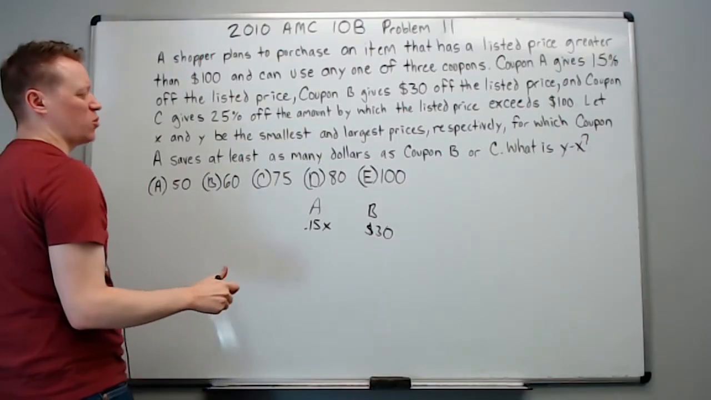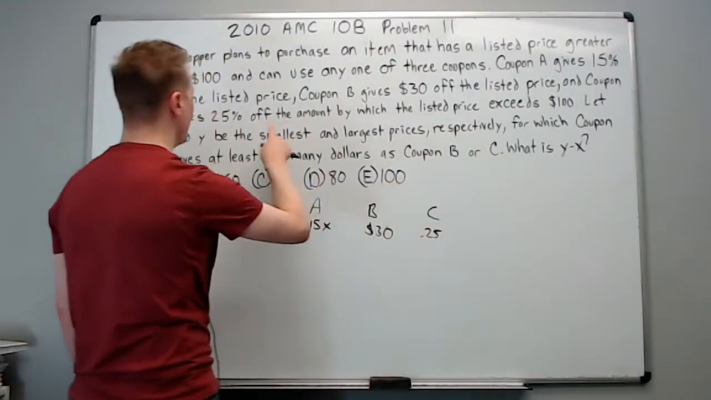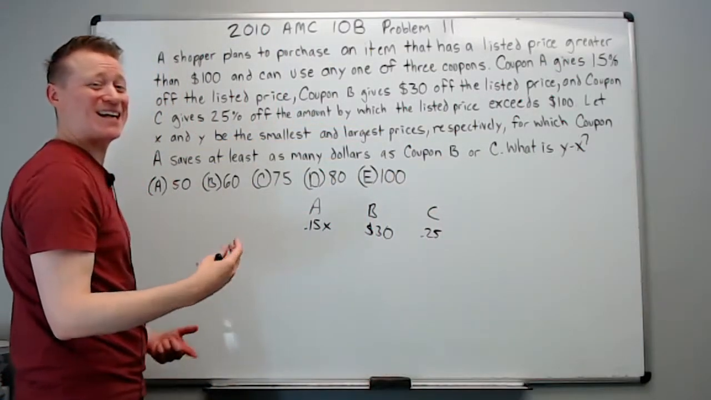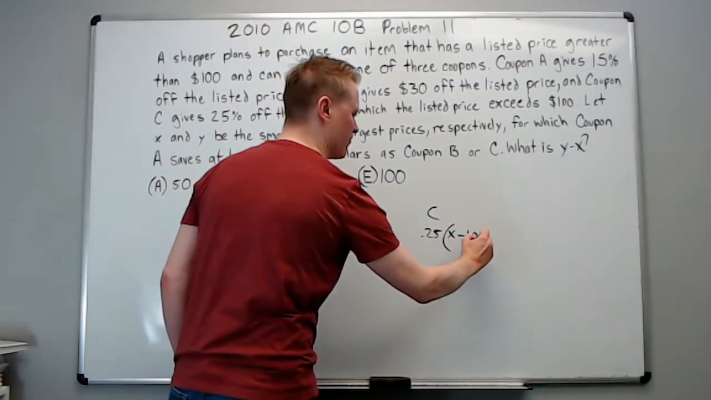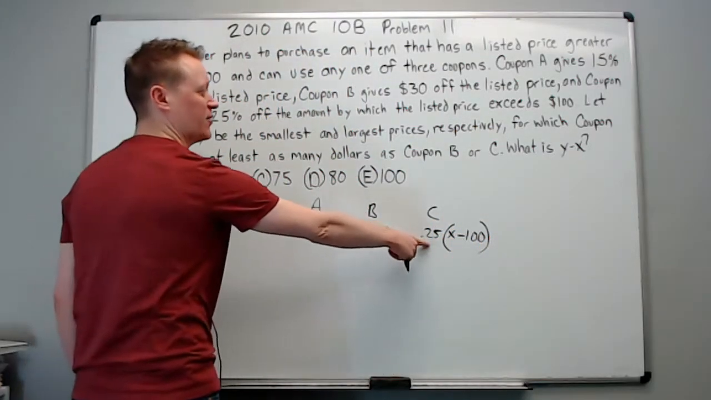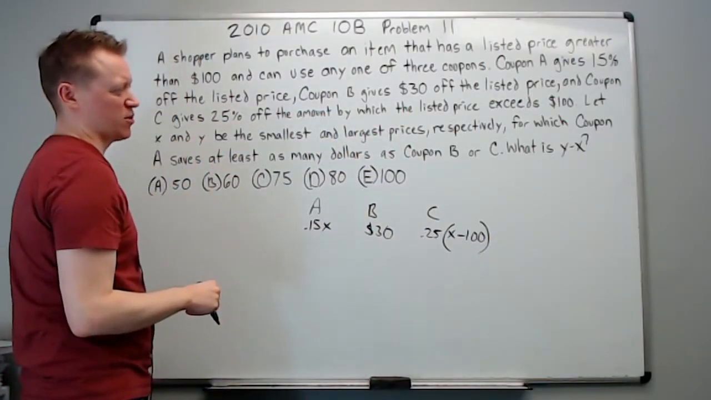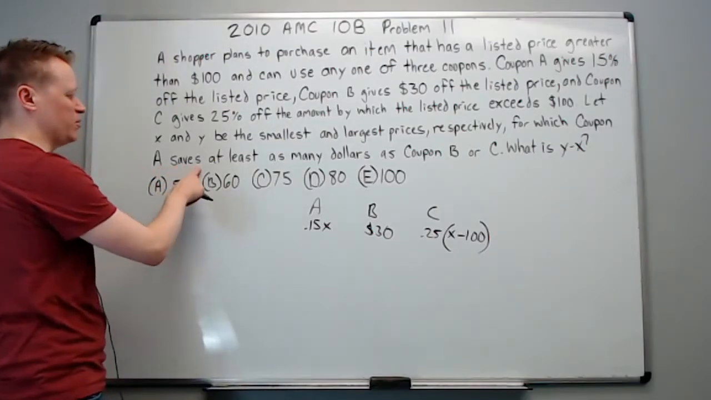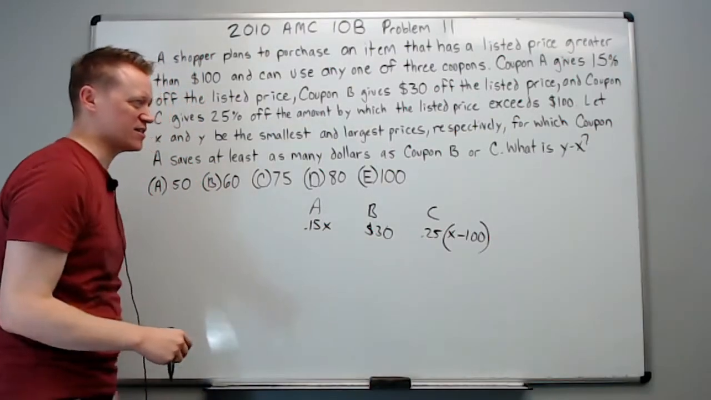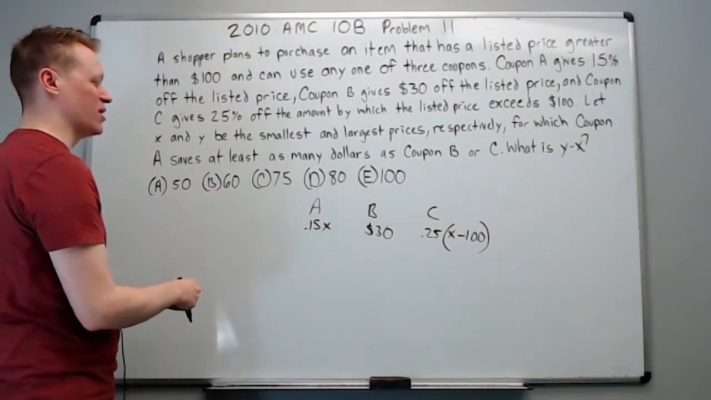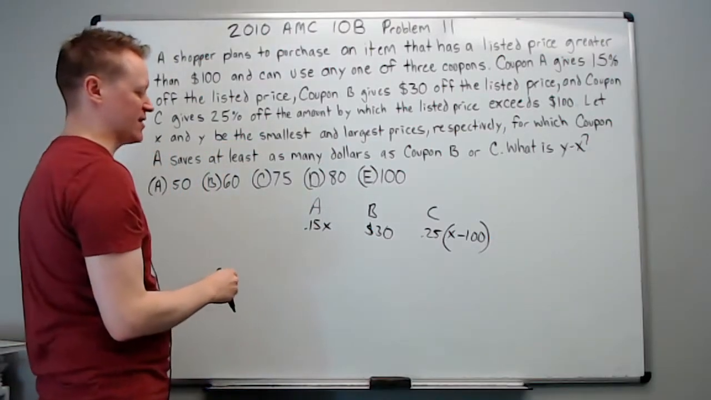Coupon C gives 25% off the amount by which the listed price exceeds 100, so not the whole thing. So you have to subtract 100 from the price to get the amount that coupon C will save you. Let X and Y be the smallest and largest prices respectively, for which coupon A saves at least as much as coupon B or C. And then it wants you to subtract the smallest price from the largest price that accomplishes that task.